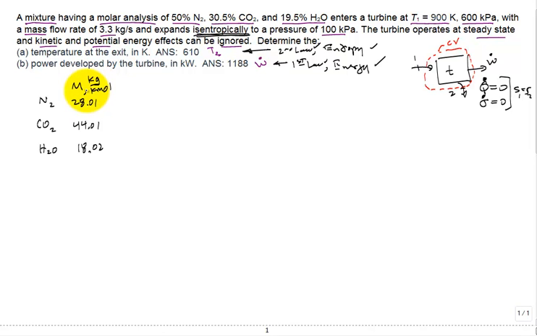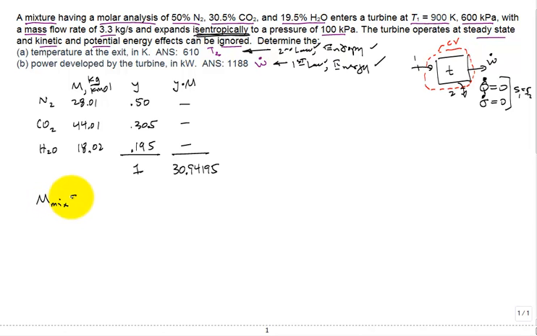We also put in our y's, mole fractions. So this is 50%, 30.5%, and 19.5%. You do the sum, it's 100%, good. Now what we do is we calculate y times M, put it in this column, this column, this column, and when you sum y times M, you'll get the mixture molar mass, and for this problem it comes in at 30.94195 kilograms per kilomole.